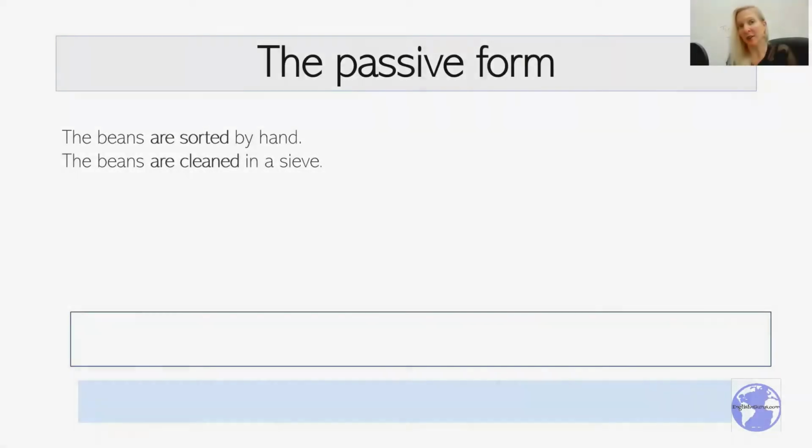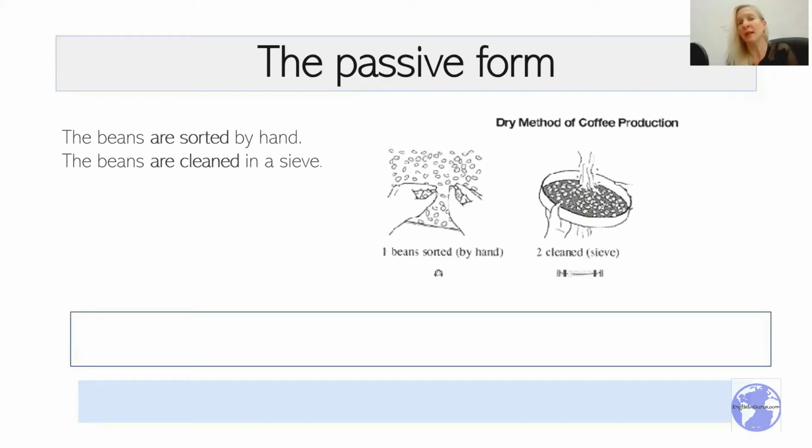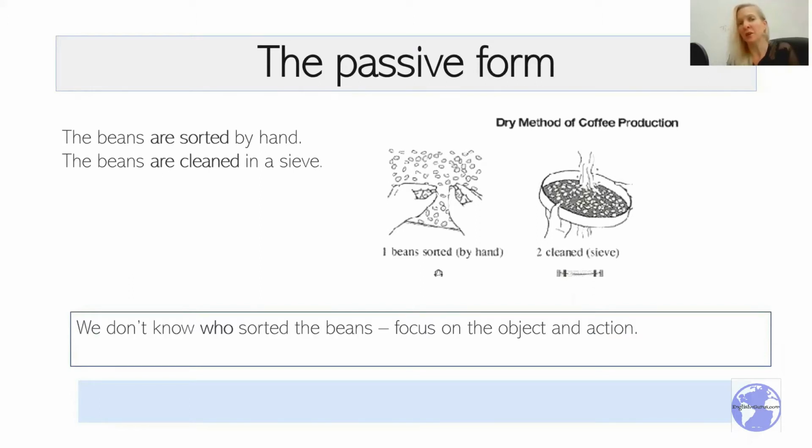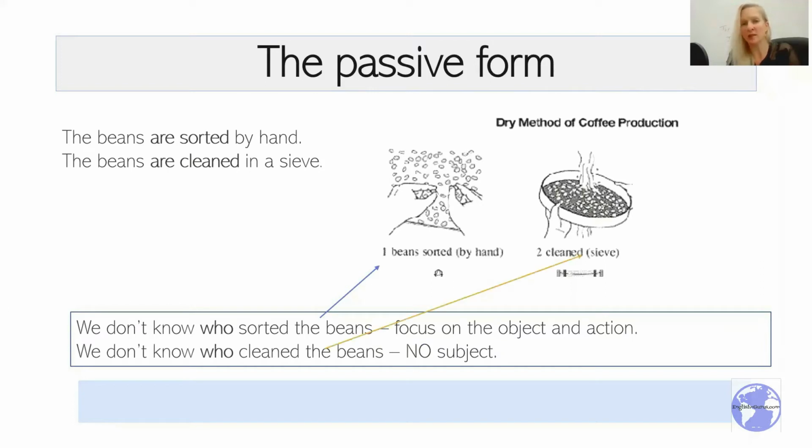Let's take a look now at how the passive is used in IELTS. This is taken from IELTS Writing Task 1, a process. So you need to describe the pictures. So I've written the beans are sorted by hand and the beans are cleaned in a sieve. So we focus on the object, which is the coffee beans, and we focus on the action, what is being done. So the beans are sorted, the beans are cleaned, no subject.